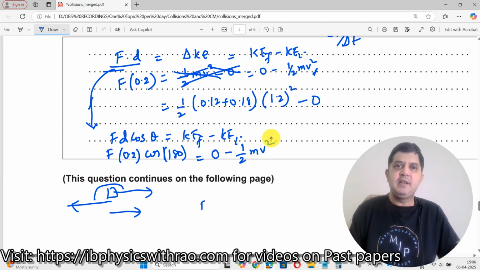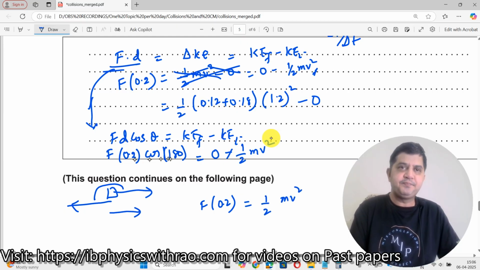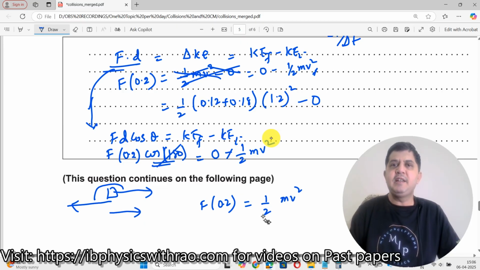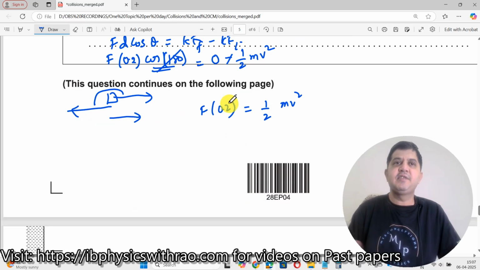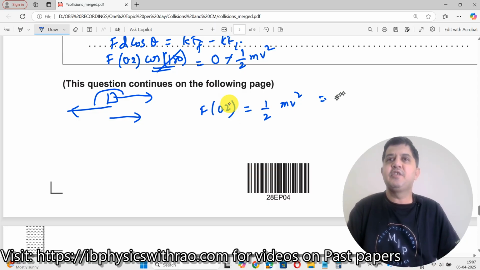So this should be F into 0.2 is equal to half mv square. Because this negative sign will impose a negative sign, right? This negative sign will go away. So you get this one once again here. Now let us write down this. So as a result of this, I will now write F into 0.2 is equal to half mv square. What is it that I need? I need the value of F here. So this should now be equal to a half into 0.3 multiplied by 1.2 square.